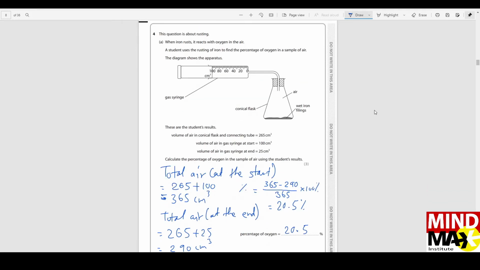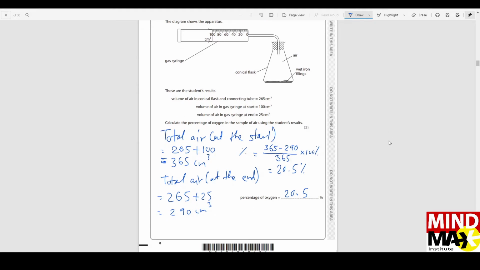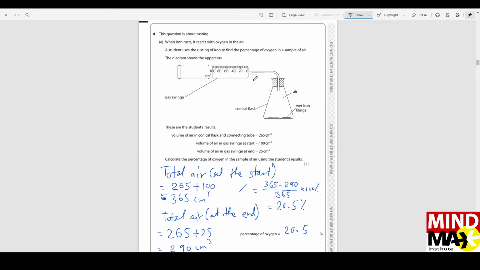Then number 4, you have to find the percentage of oxygen in the air in this sample. So the total amount of air at the start is basically the amount of air within the syringe as well as this flask and the connecting tube. The total volume of air within all three of these, you have to add them. That's the total air at the start, which is 265 inside of the conical flask and the connecting tube, and 100 is the air inside the syringe.